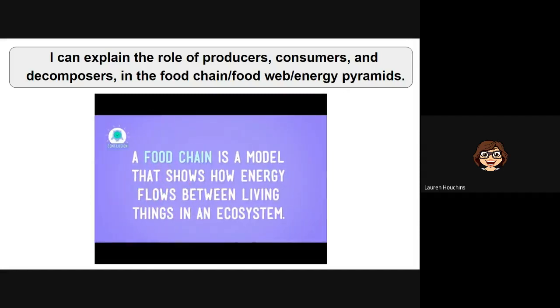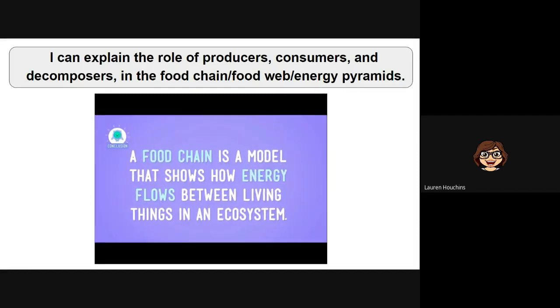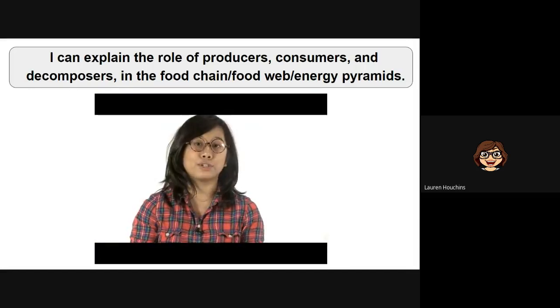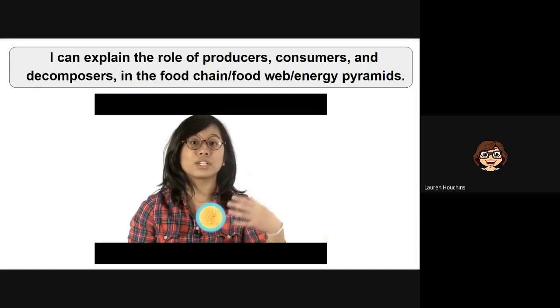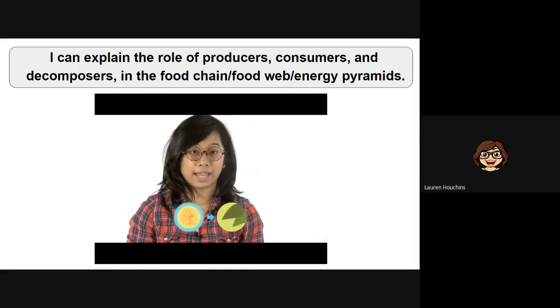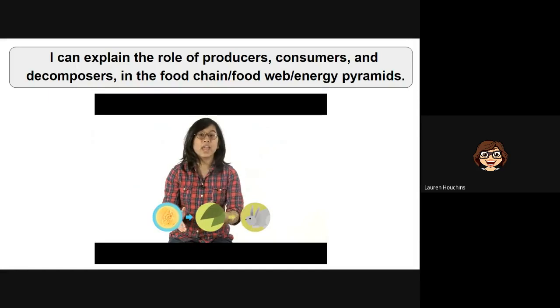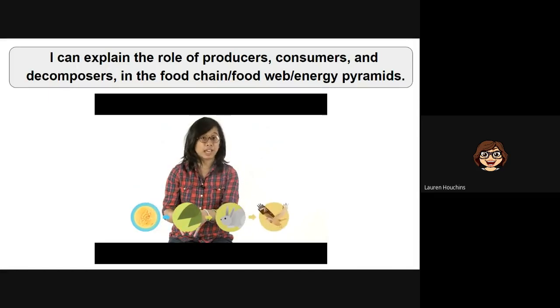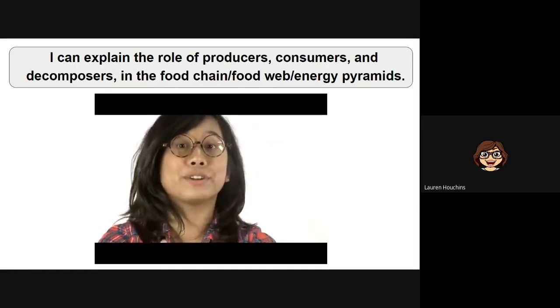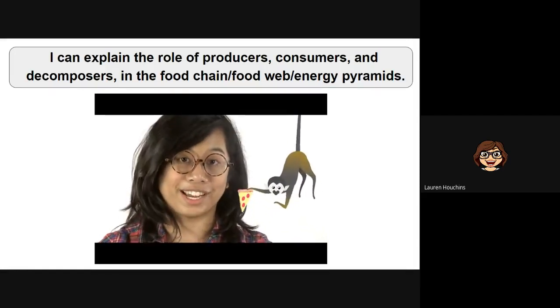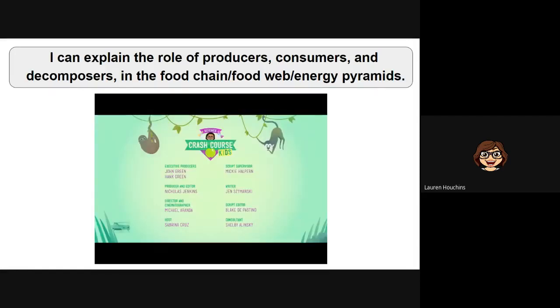So a food chain is a model that shows how energy flows between living things in an ecosystem. Energy in a food chain starts with the sun, which is turned into chemical energy by plants. And this energy moves up the food chain as animals eat the plants, and then other animals eat those animals. And speaking of energy, I'm starving, so I'm off to take my place in the food chain. See you next time.